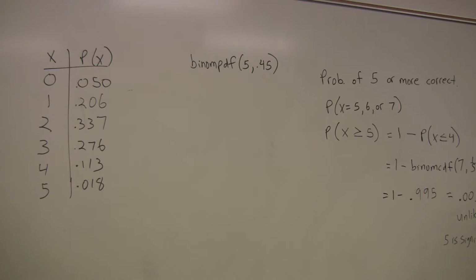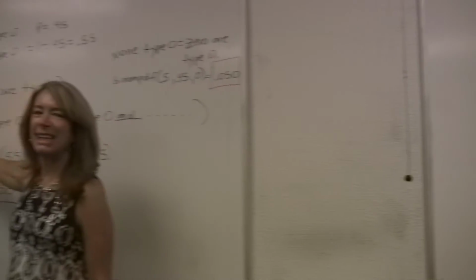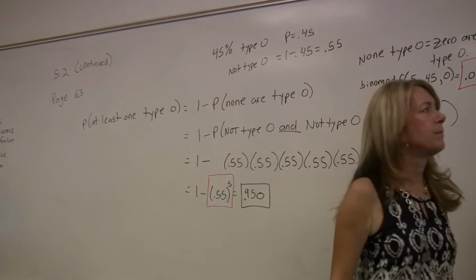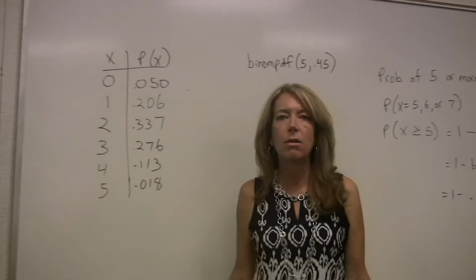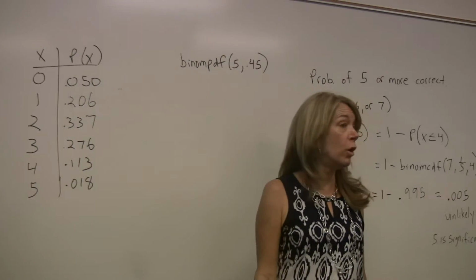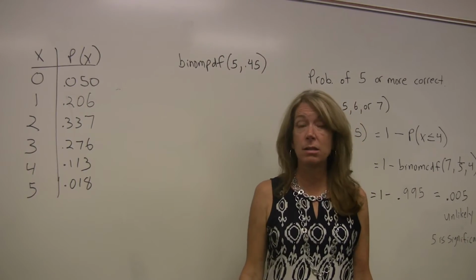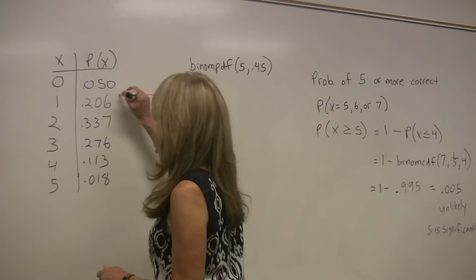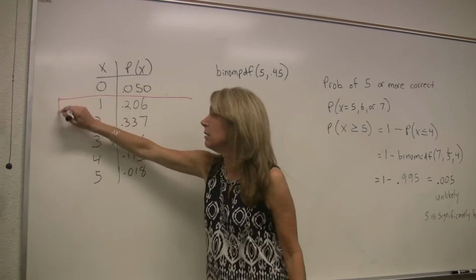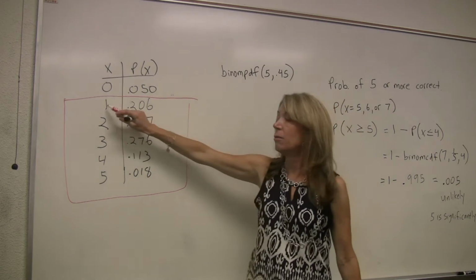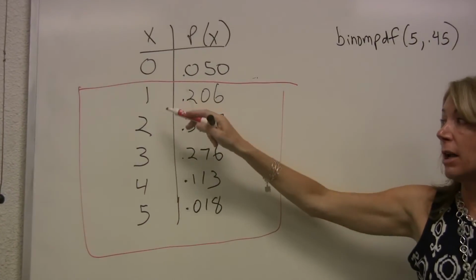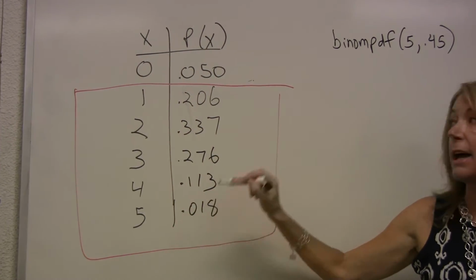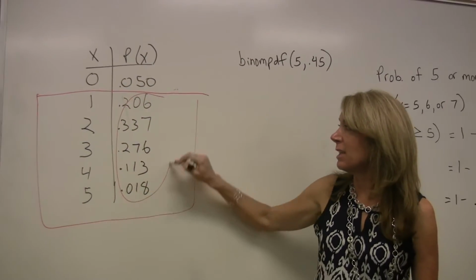Let's go back and look at this question now. At least one of them is type O. At least one means one or more. At least one is one or more, right? One or more is everybody below this red line. Do we agree that all of these, 1 or 2 or 3, that's at least 1? If it could be 1 or 2 or 3 or 4 or 5, guess what all of these add up to?